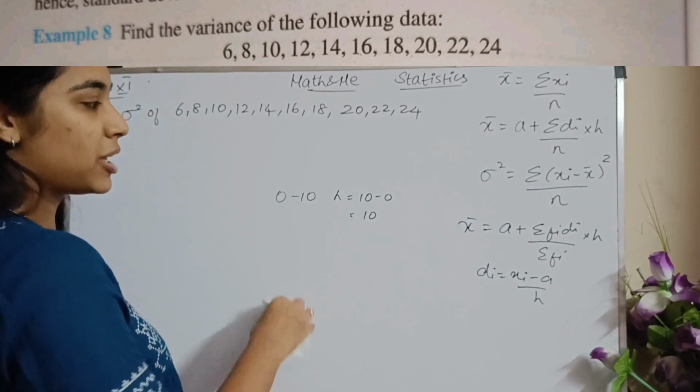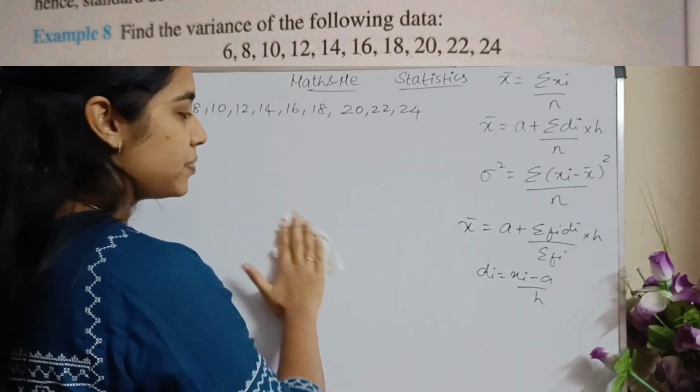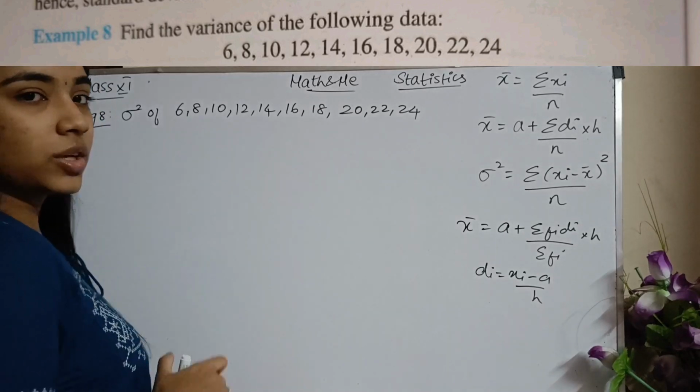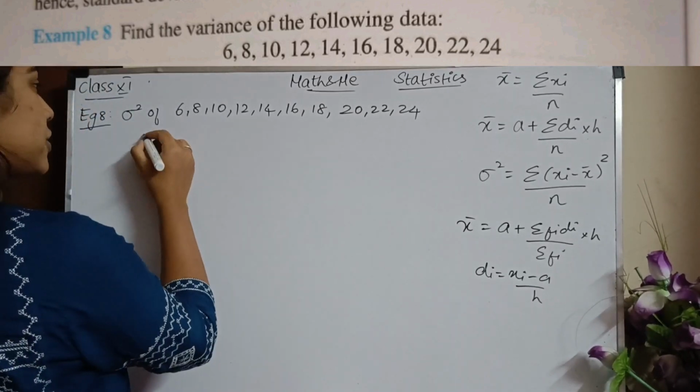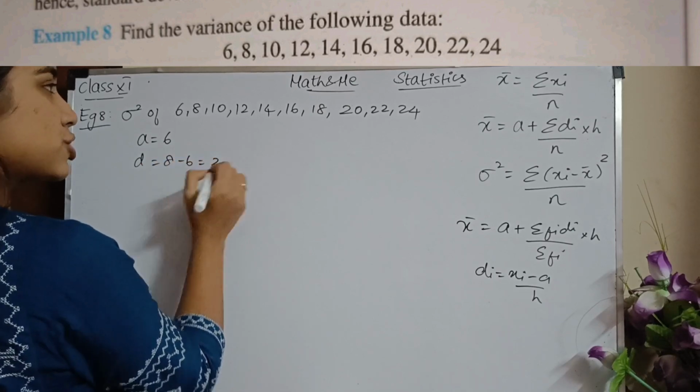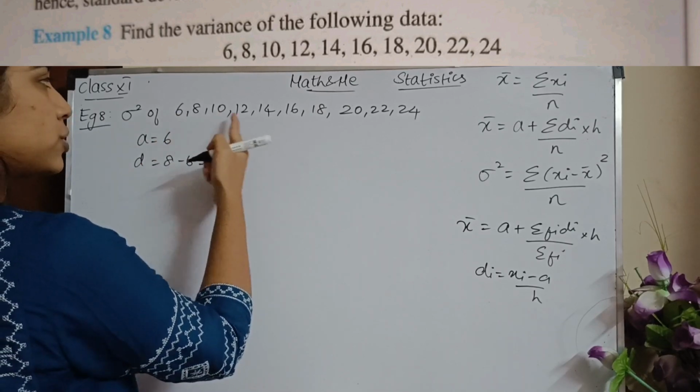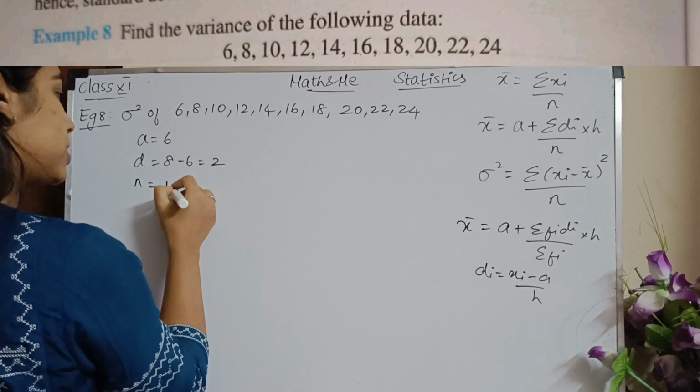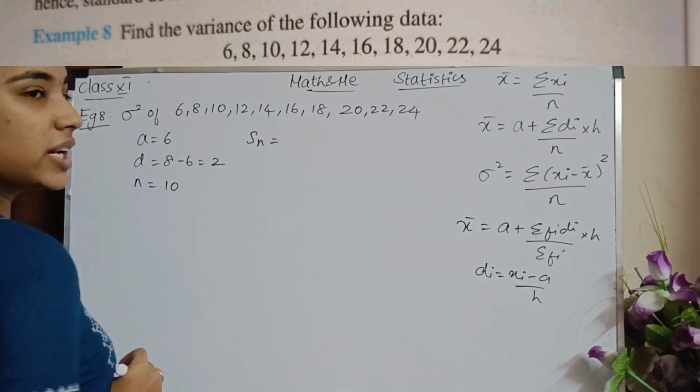So, you can opt any method to find the mean, or you can also simply do what you learned in your arithmetic progression. So, what is your first term? A equals 6. What is your common difference? 8 minus 6, which is 2. What is your number of terms? 1, 2, 3, 4, 5, 6, 7, 8, 9, 10. Your number of terms is 10. So, you can easily find your SN value.